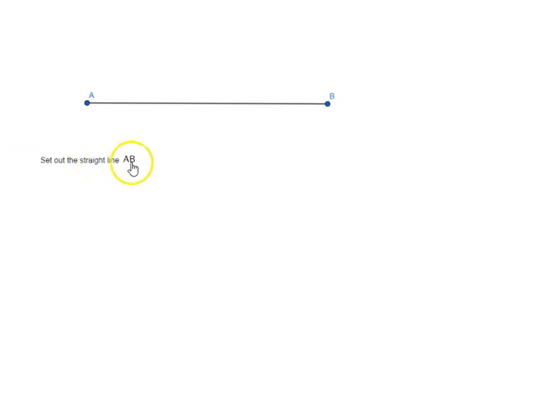Set out a straight line AB, cut the line AB unequally at C and D such that AC is greater than DB. Okay, so let's cut this line into two unequal parts at 2 points. So here C cuts the line AB into two unequal parts. D cuts the line AB into two unequal parts.